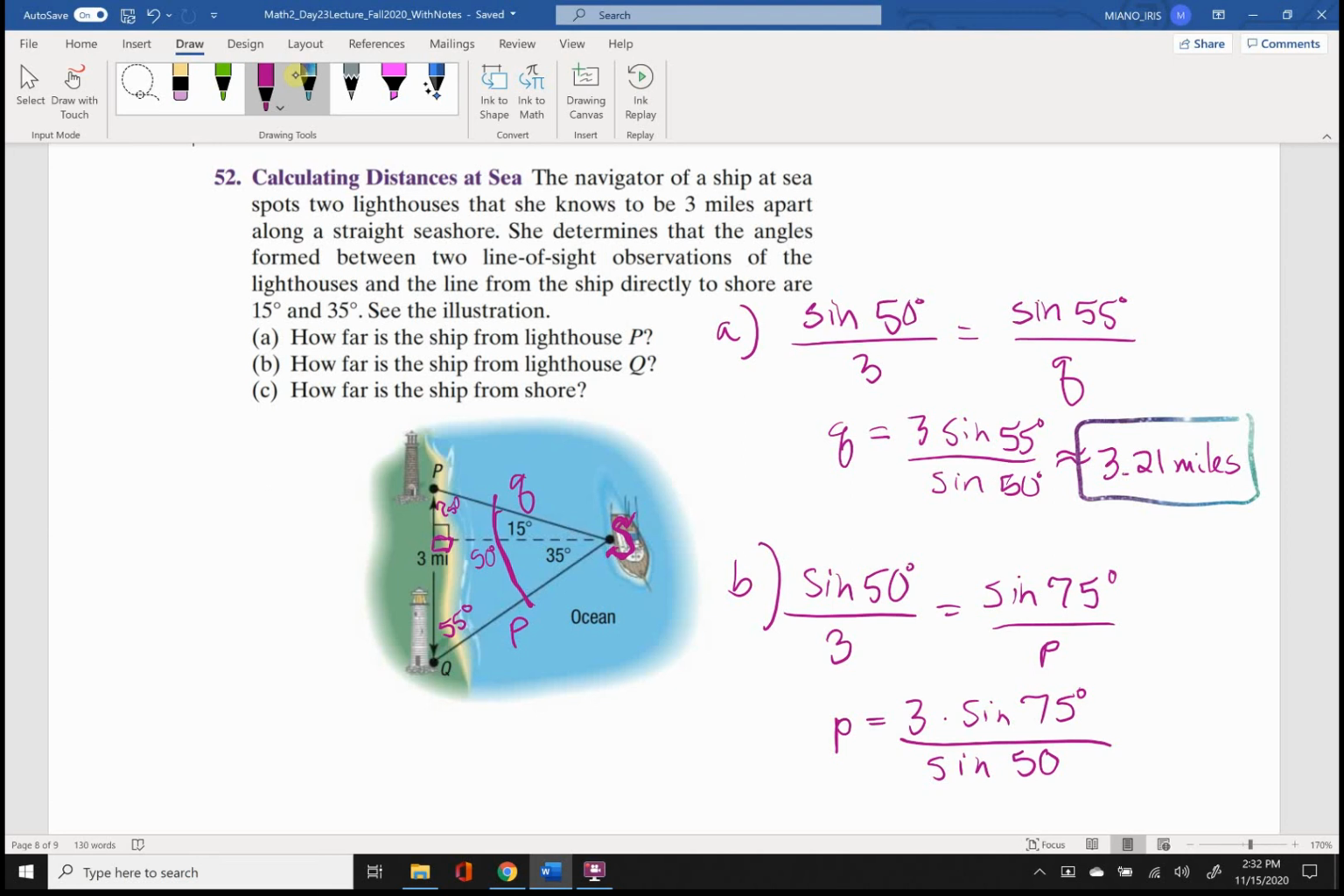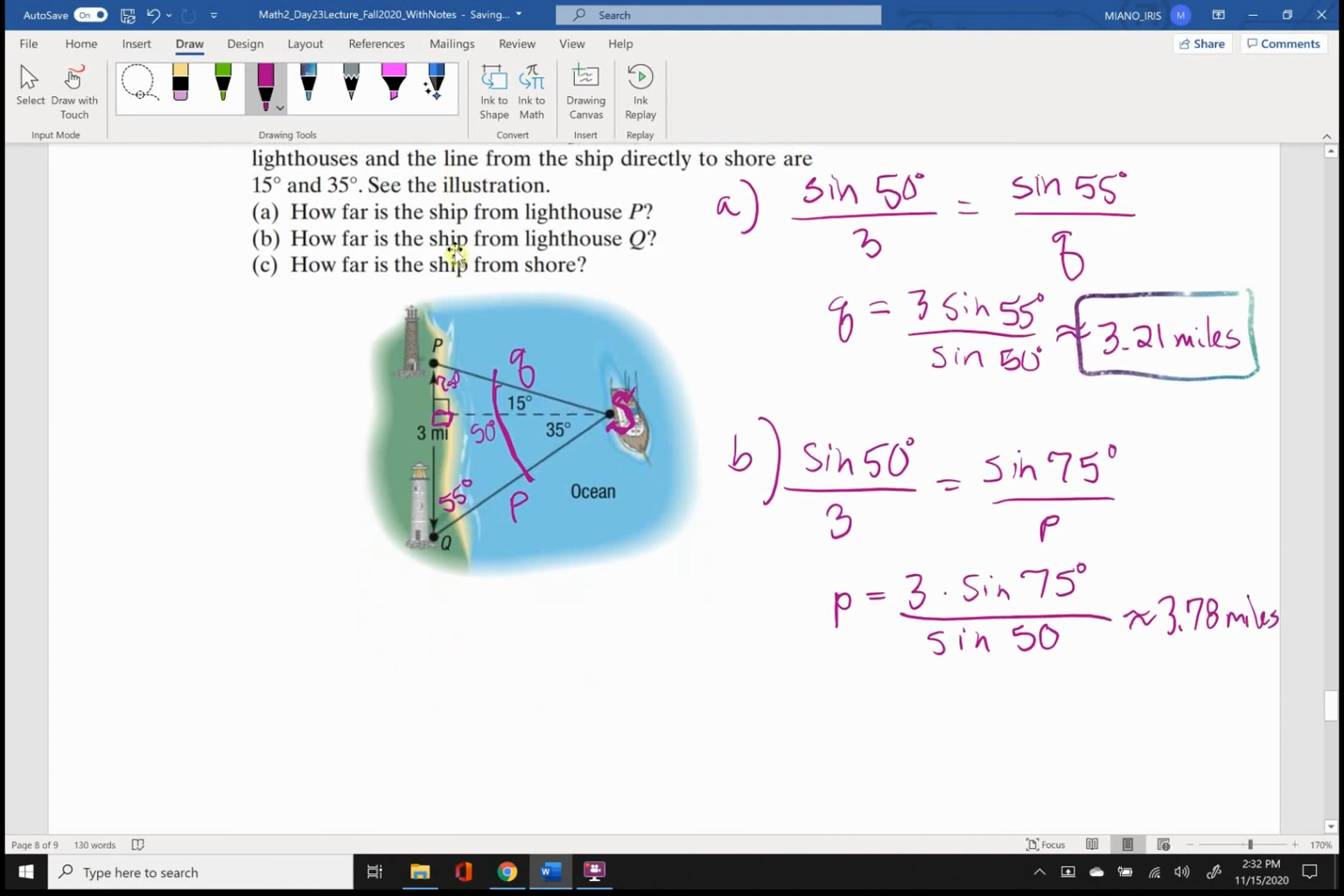But going back to part B here, where we're trying to find the length from the ship to Lighthouse Q, we have 3 times the sine of 75 degrees all over the sine of 50 degrees. Type that into your calculator, round to the nearest hundredth, and you will get 3.78 miles.